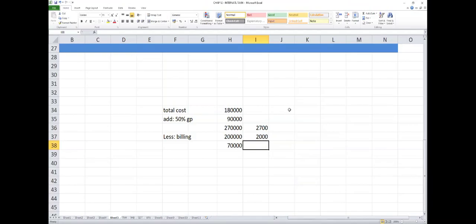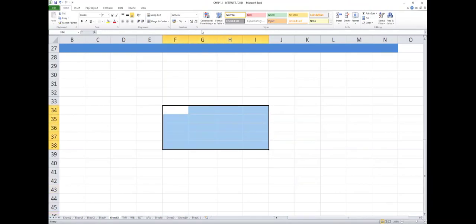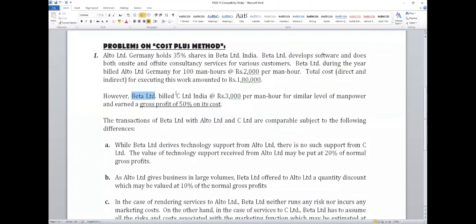ஒரு என்ன சொல்றேன் புரியுதா? At least read the question students. புரியுதா? Normally Beta Limited build C Limited at 3,000 rupees per man hour for a similar level of manpower. இதே மாதிரியான ஒரு manpower க்கு 50% profit marginல of course 50% on cost profit வச்சு பண்றாங்க. Whereas இங்க 50% on cost னா 1,80,000 plus 50% 90,000 270 bill பண்ணிருக்கணும். 2 lakhs தான் bill பண்ணிருக்காங்க. So question arises why? நீங்க கம்மி ரேட்ல bill பண்ணிருக்கீங்க.